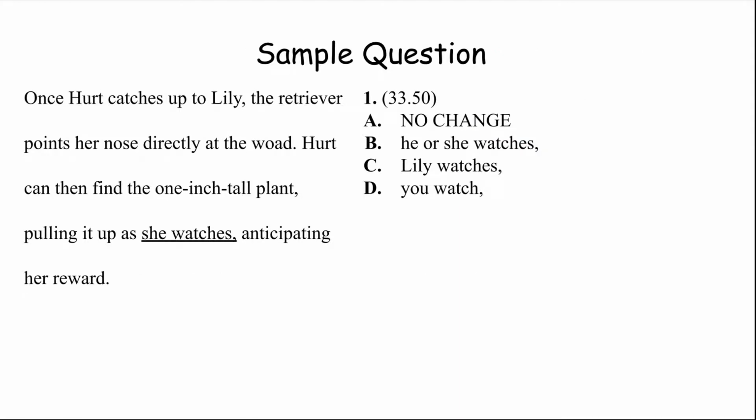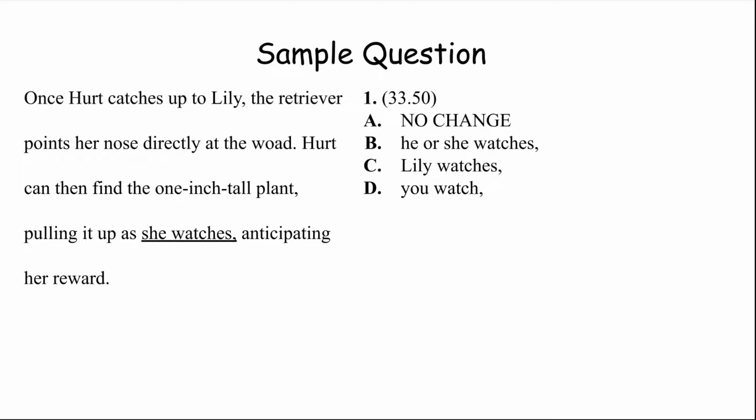Okay, so we're gonna walk through this sample question together. It reads, once Hurt catches up to Lily, the retriever points her nose directly at the woad. Hurt can then find the 1-inch tall plant, pulling it up as she watches, anticipating her reward. So for context, woad is a type of plant. It's like a weed, and they're searching for those plants. So we have a couple answer choices here. One is she watches, he or she watches, Lily watches, or you watch.